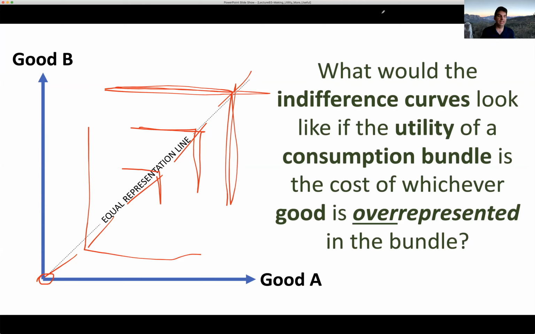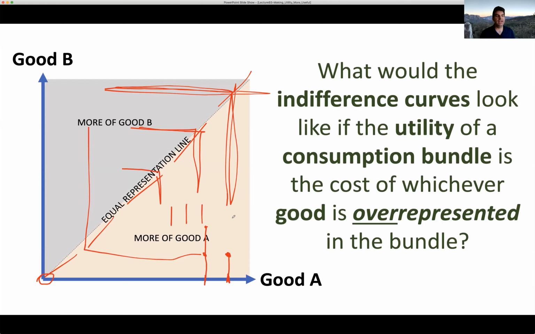Let's see how I did this. So I also drew an equal representation line. And that told me that in this space, there would be more of good A. So if I'm interested in the over-representation, then I need to base my utility on just good A over here. Now, what I remember from the last couple of slides is that if I base my utility on just what's in good A, then if I've got a bundle here, its utility is just whatever amount of good A is in it. If I have a bundle here or here, its utility is just whatever amount of good A is in it. So in this region, all of my utilities are probably going to be in the vertical position.